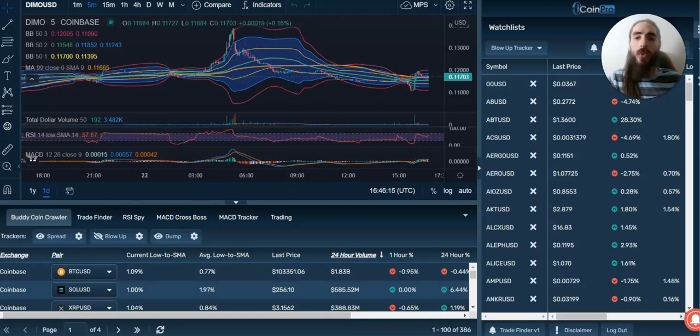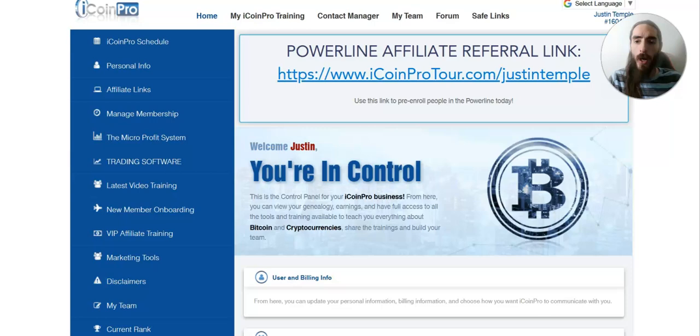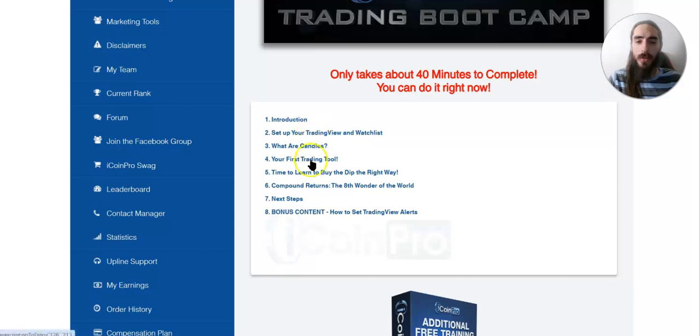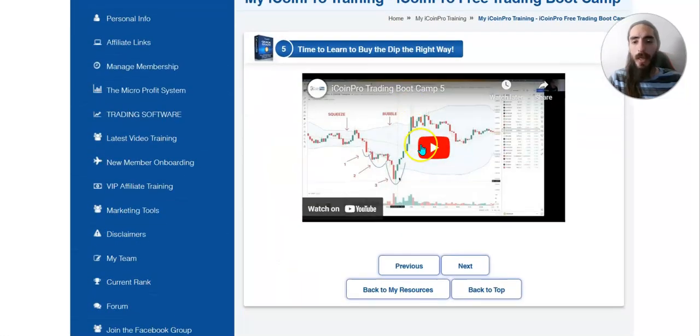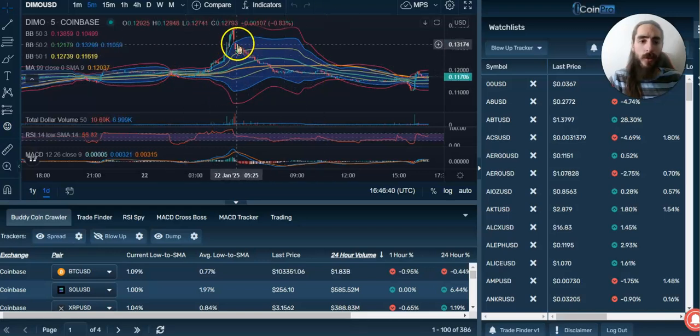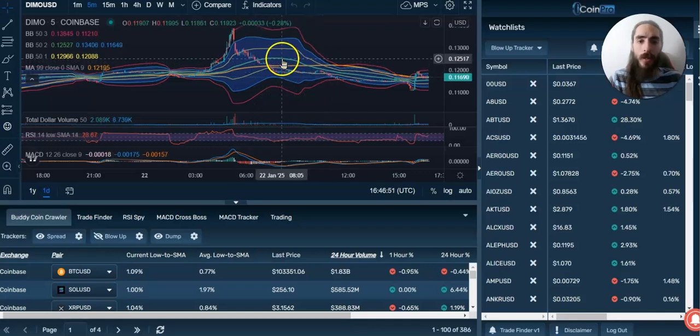Now, why is this so powerful and how does this really help you? Well, when we go to the training, and we go to how to buy the dip, this is our strategy. So see how it has the Bollinger Bands, the blue lines? We also have a yellow and a red. The green line's the middle of all of them. And then we also have a yellow one, a blue one, and a red one.